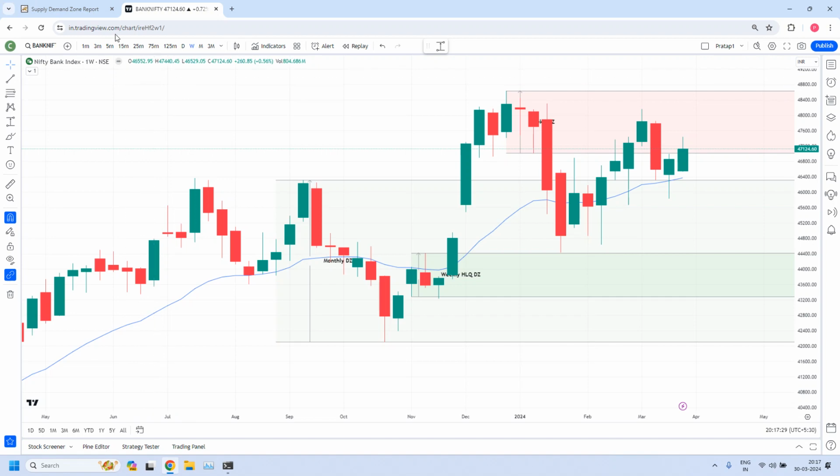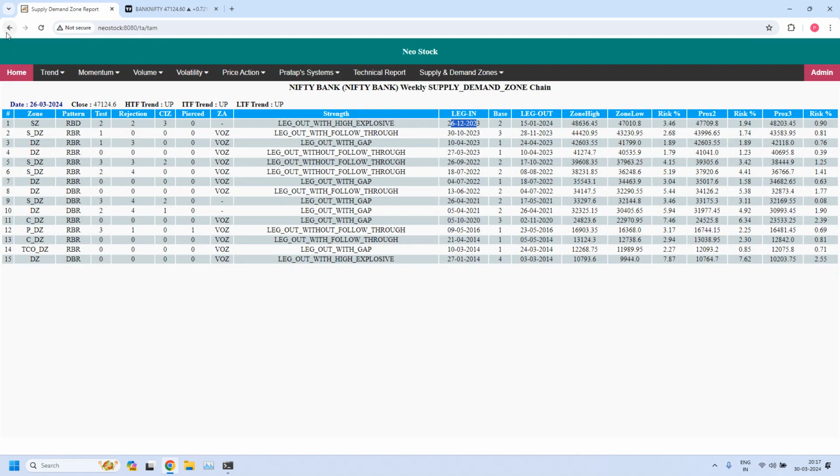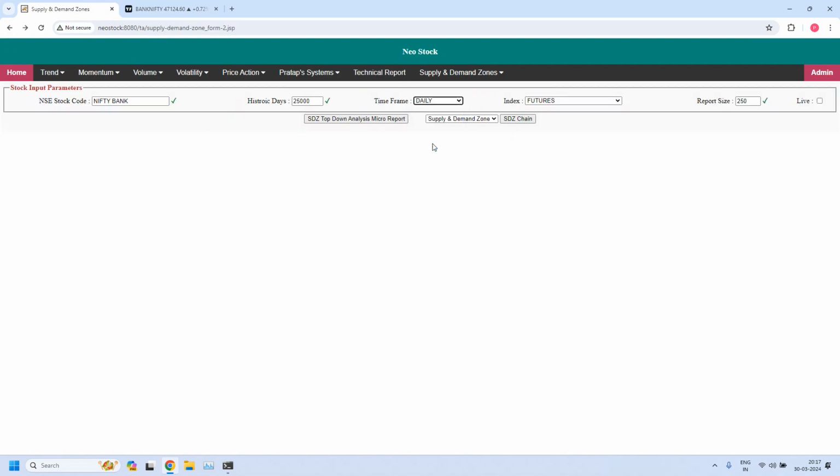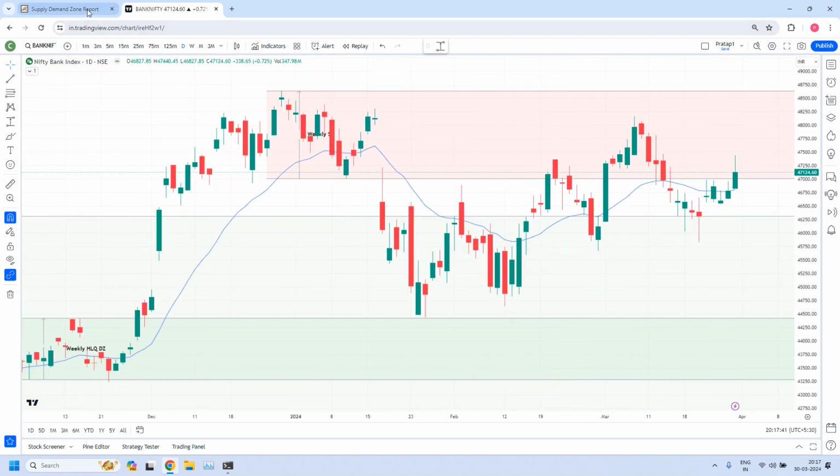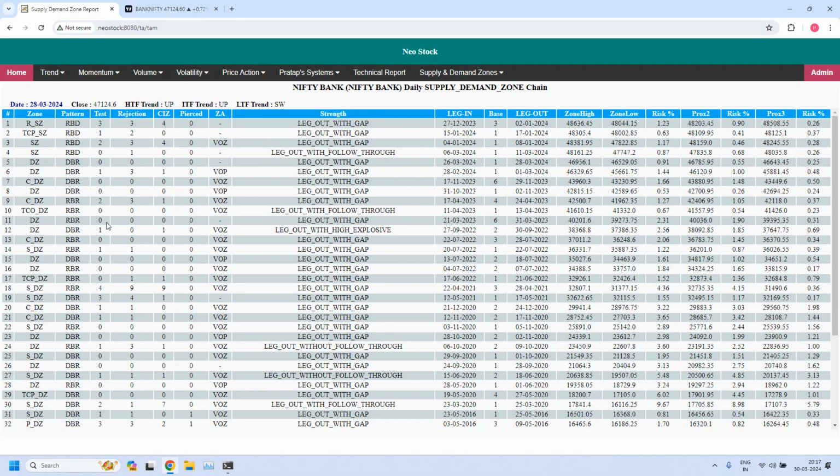Okay, now let me generate the next time frame, daily. Let me generate the daily chain. Before that, let us change the time frame here to the daily time frame. So what is the immediately available daily supply zone? And also what is the immediately available daily high liquidity zone? Those things we need to look at. And similarly, the immediately available daily demand zone and the immediately available high liquidity demand zone. Those things we should mark.